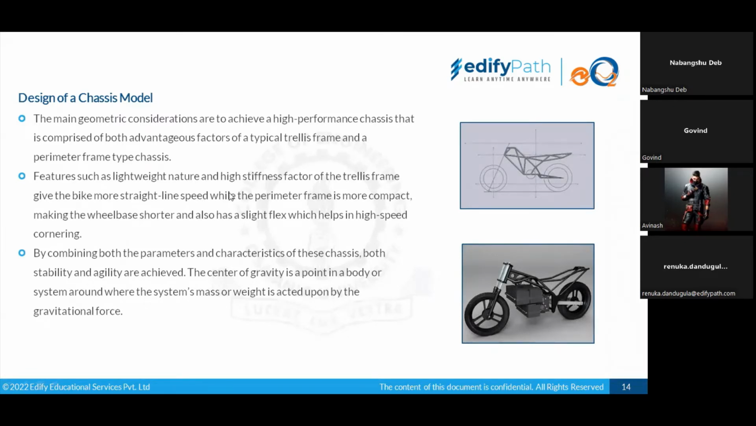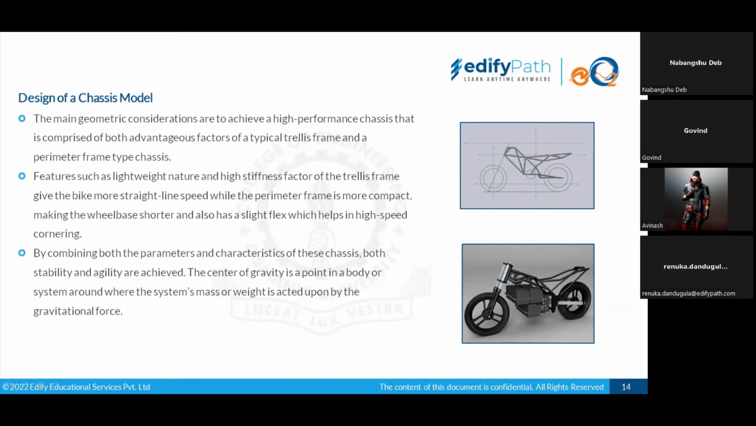Features such as the lightweight nature and high stiffness factor of the trellis frame give the bike more straight line speed, while the perimeter frame is more compact, making the wheelbase shorter, and also has a slight flex, which helps in high speed cornering. So if we speak about the trellis frame, it is lightweight, so the material would be different.